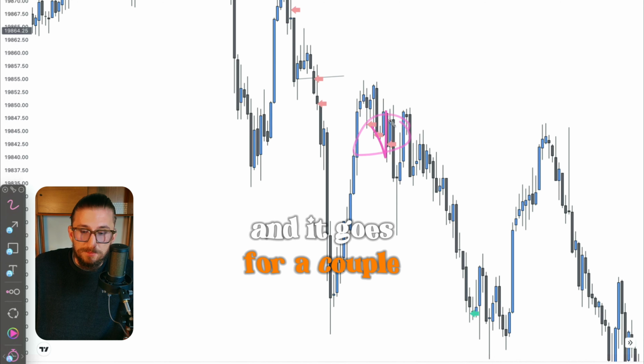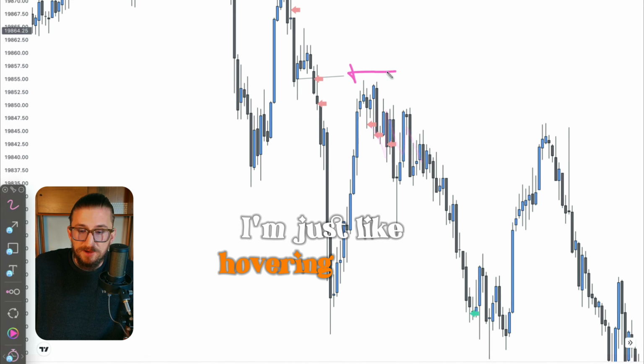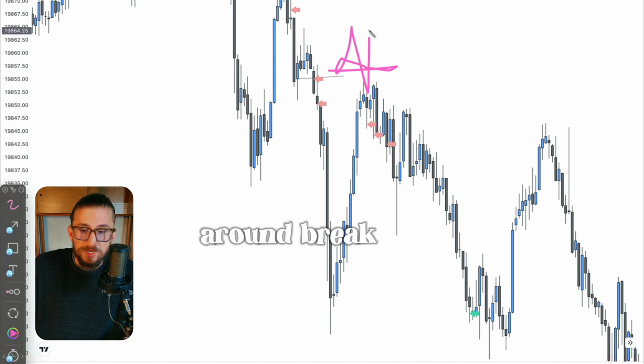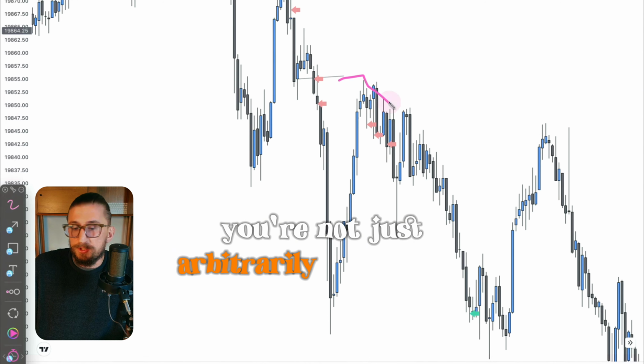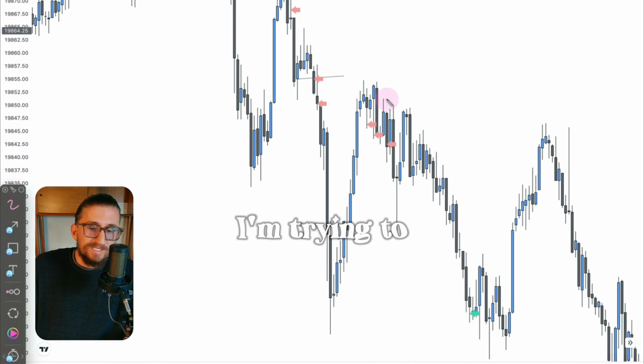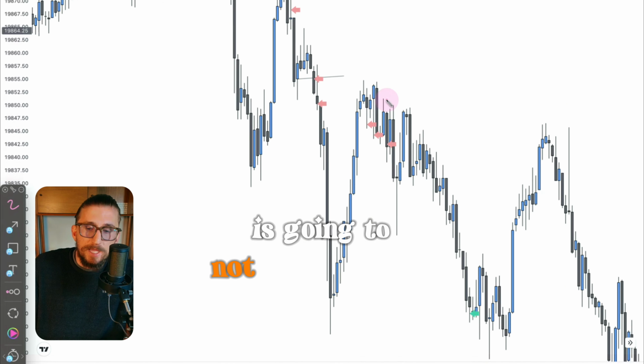And it goes for a couple tries. And the whole time I'm just hovering on the stop loss around break even, plus or minus. This is a skill set. You're not just arbitrarily jamming it tight. I'm trying to see when it is going to not sweep higher. As simple as that sounds, right?